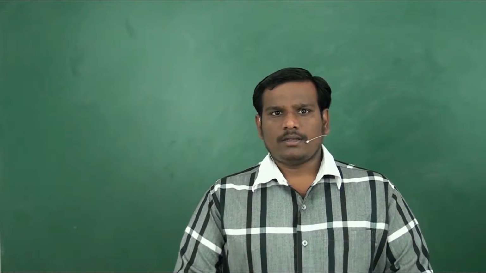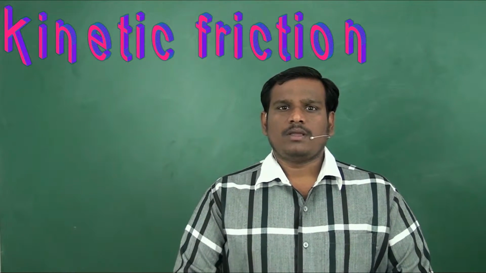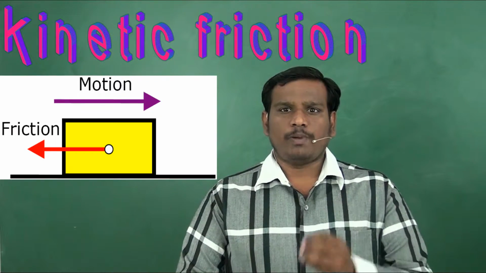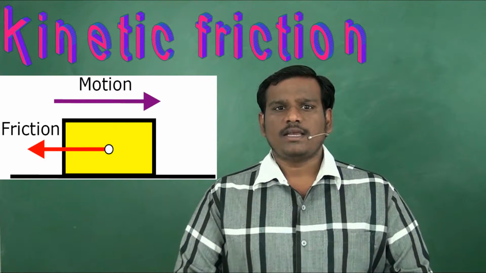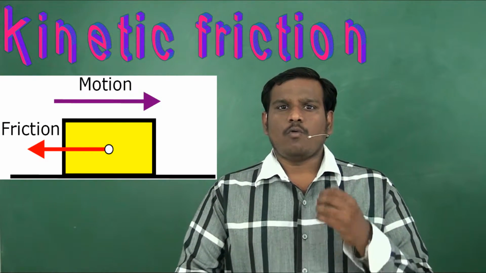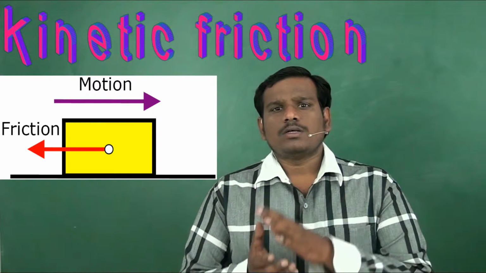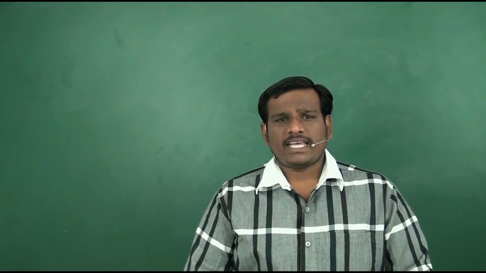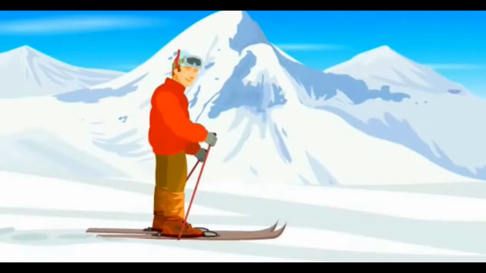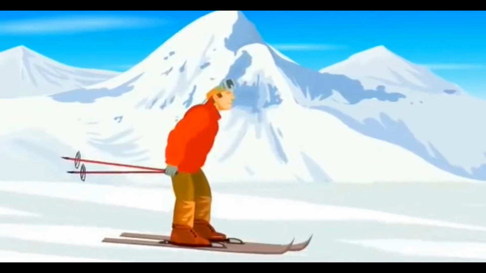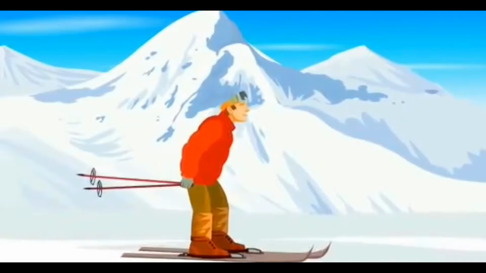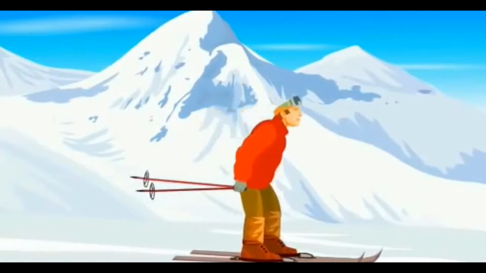And second one, kinetic friction. The force of friction that comes into play between the surfaces in contact when one body slides over the other surface is called kinetic friction. For example, when a person is dragging a sledge on ice, kinetic friction comes into play between sledge and ice.